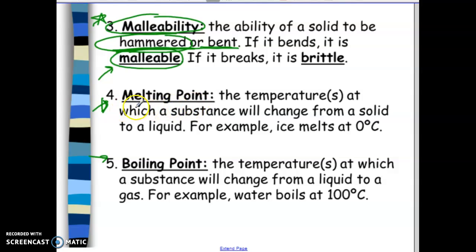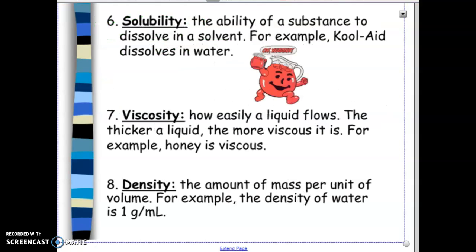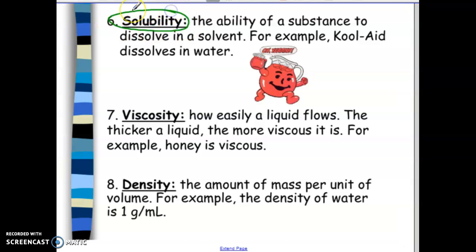So melting point, sometimes referred to also as freezing point. This is where you're talking about the transition between solid and liquid states. And boiling point or condensation point, same thing. This is where you're talking about the change of state between liquid and gas. Okay, so solubility is another term.